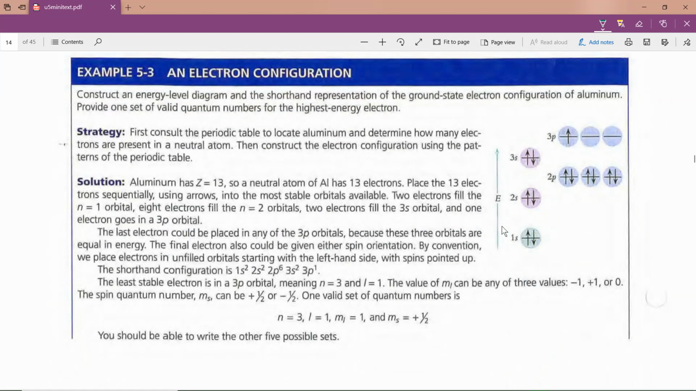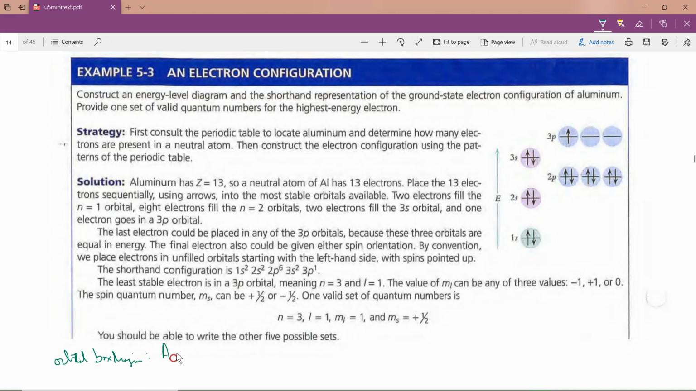Here's aluminum. Oh yeah, they do these little pictures for aluminum. That's one way of doing it. 13 electrons. So 1s2, 2s2, 2p6 is 12, 3s2, and 3p1. Okay, so that is aluminum. I can write what's called an orbital box diagram for aluminum.